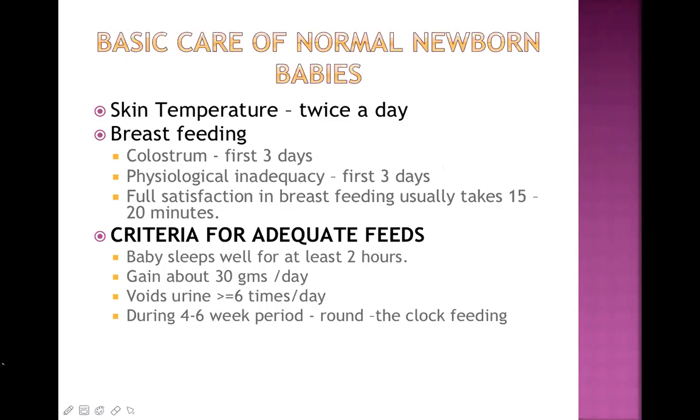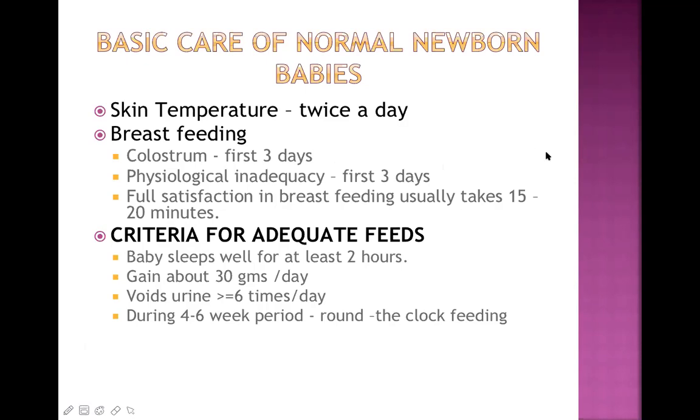So colostrum is never discarded. Some families believe this is a witch milk, so it should be discarded. It should not be fed to the baby. Only the good-looking milk should be fed. Nothing like that. That's a very wrong concept. Colostrum is absolutely necessary.